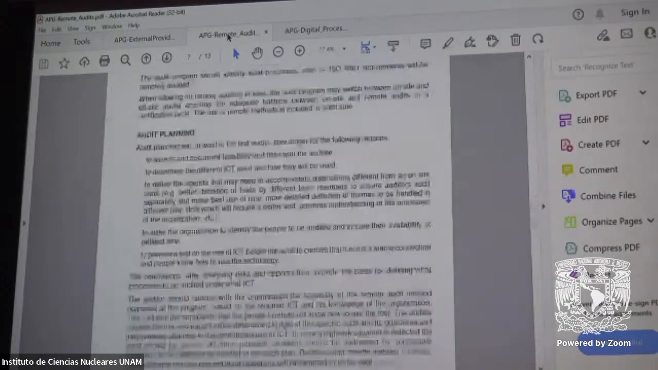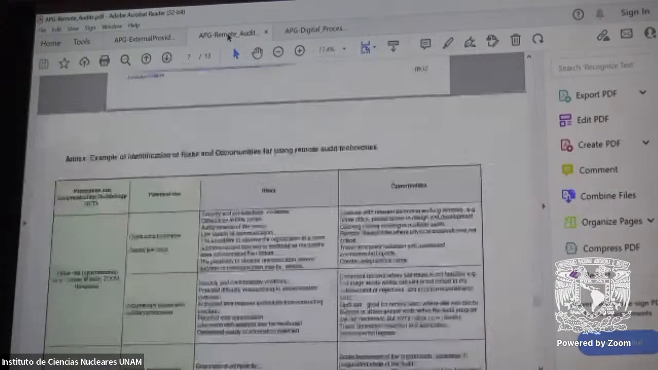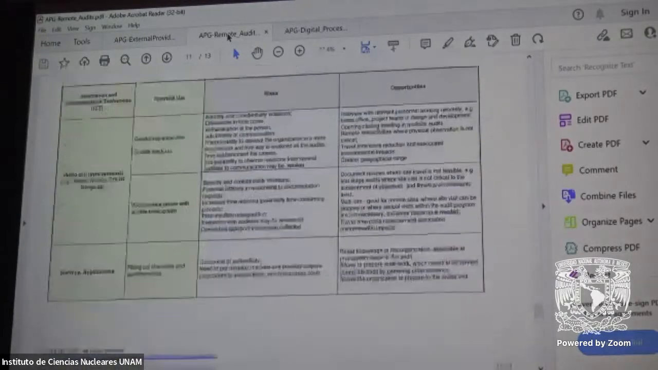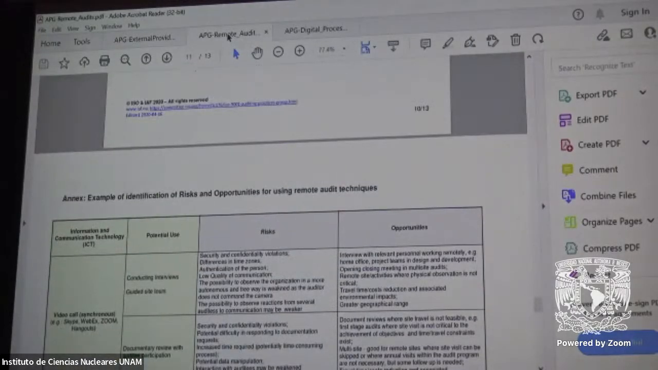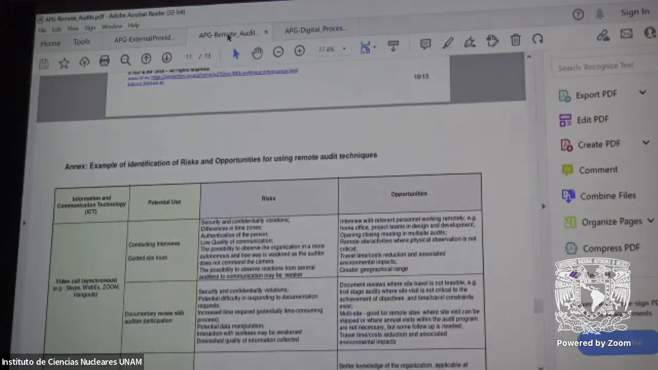Okay. Apparently not, Charles. Everything is crystal clear. Okay. There are 2 things you might want to know in this paper. The first is there is an annex within it with examples of risks and different techniques to be used for remote auditing. So I hope that will be helpful to you if you look at it.